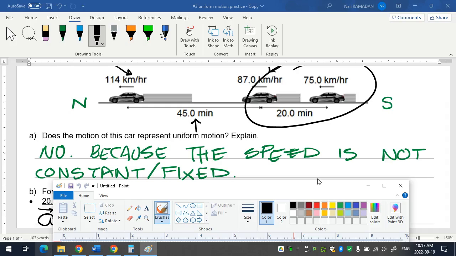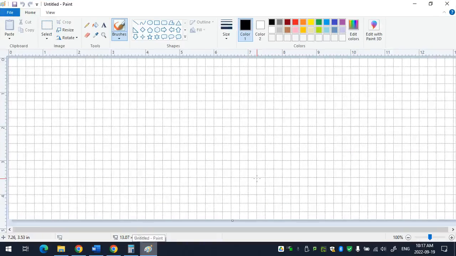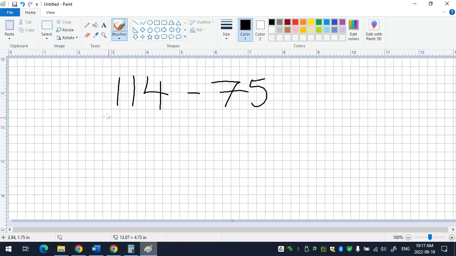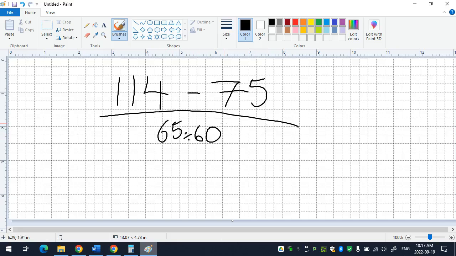That's fine. Okay, so let me actually do it for you to prove to you what we're doing here. So what's my final velocity now? 114. Let's not worry about units or direction. We know they are the same. What's my very first speed? 75. What's my time? 65 divided by 60. Yeah, that's going to be 1 and 1/12, which is going to be a lot of decimals.